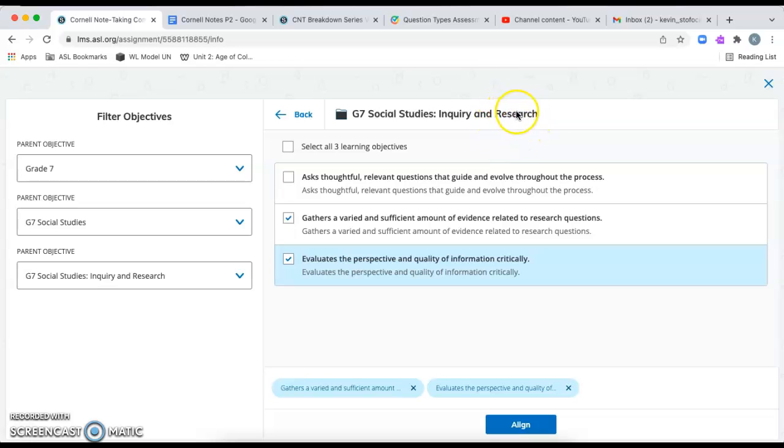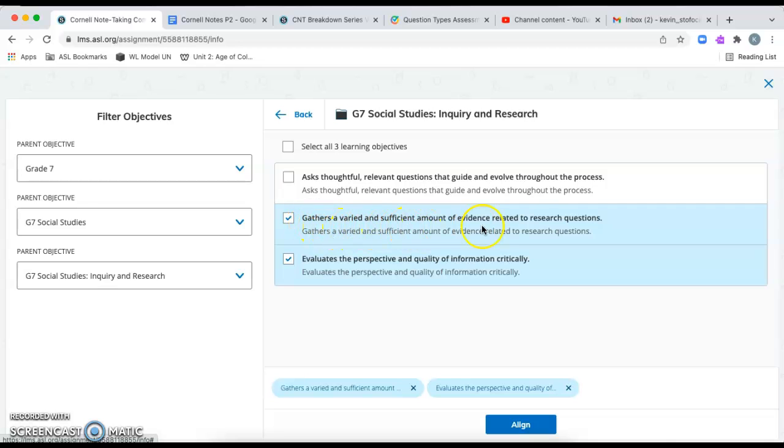We're looking at research, and specifically within that standard, the main ideas are relating to gathering a varied and sufficient amount of evidence. And the important details as well, but it's also evaluating the perspective and quality of information critically. You should be able to demonstrate through your key details that you can look at that information critically and decide what is important. But this is just something you're really keeping in mind.